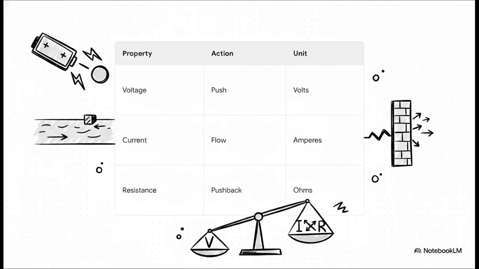We can actually express this whole balancing act as a super simple equation. V equals I times R. Think of it like a seesaw. The push of the voltage, which we measure in volts, is exactly equal to the flow of the current, measured in amperes, multiplied by the pushback of the resistance, which is measured in ohms.